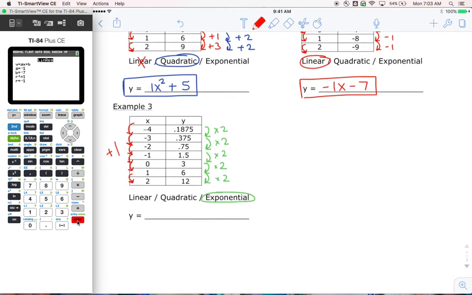And last but not least, let's go ahead and get our equation for example 3. And we've never actually done this one before, so please pay attention. I'm going to put in my correct numbers in L2. So I've got 0.1875, 0.375, then I've got 0.75. It looks like I did not type this one in correctly today. I did. All right, and then I've got 1.5, 3, 6, and 12.